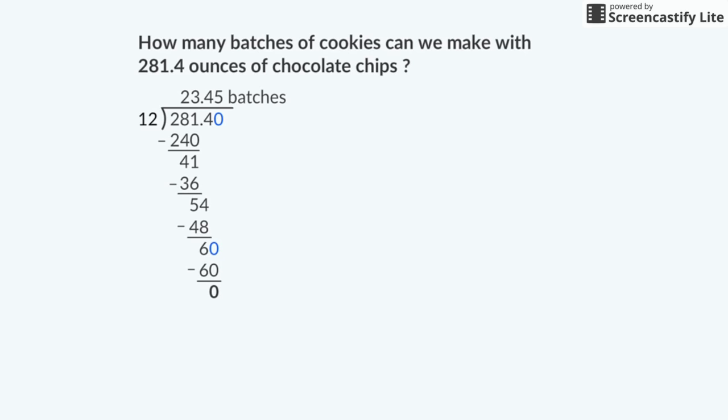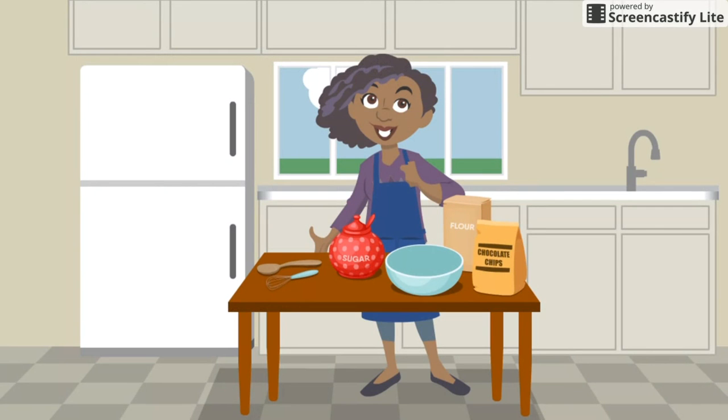I can quickly check my result by multiplying 23 and 45 hundredths by 12, which equals 281 and 4 tenths, and that is correct. My long division helped me figure out that we can make 23 batches of cookies with the chocolate chips we have. That's a lot of cookies. I hope my friends get here soon.